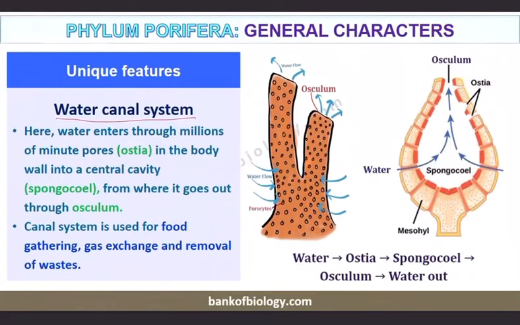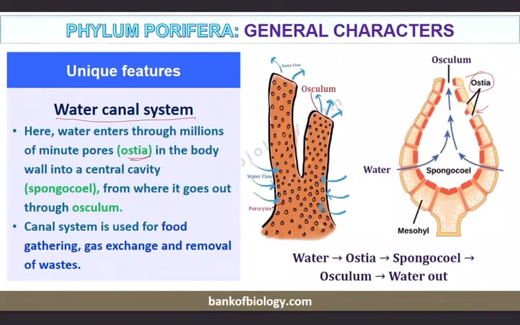And the general characteristics, what are the special characteristics of this? The very unique feature is the water canal system. So this is a clue that in future a blood circulatory system is going to evolve.